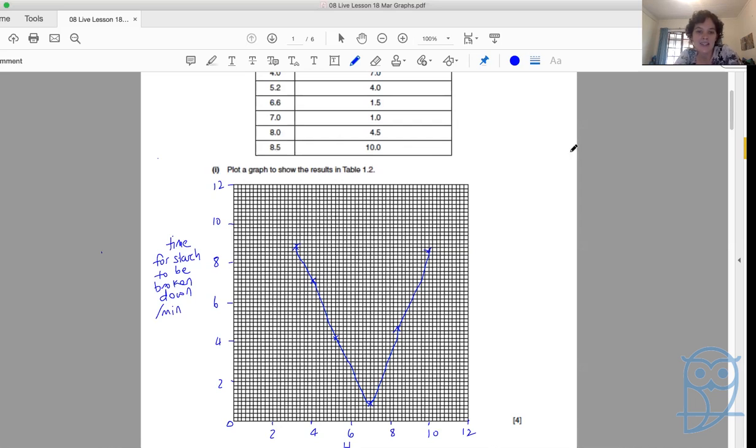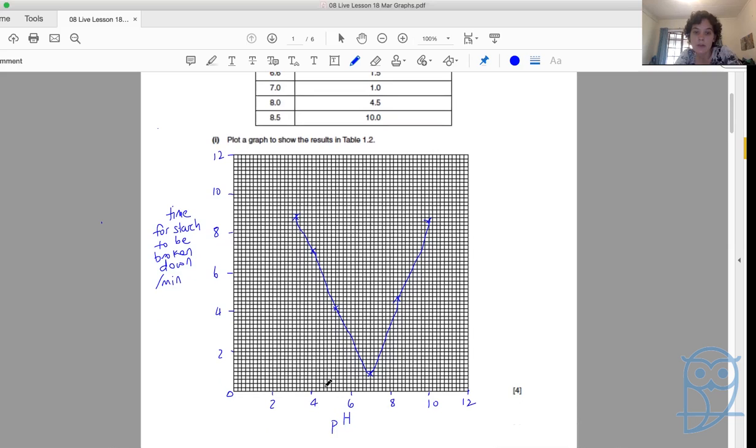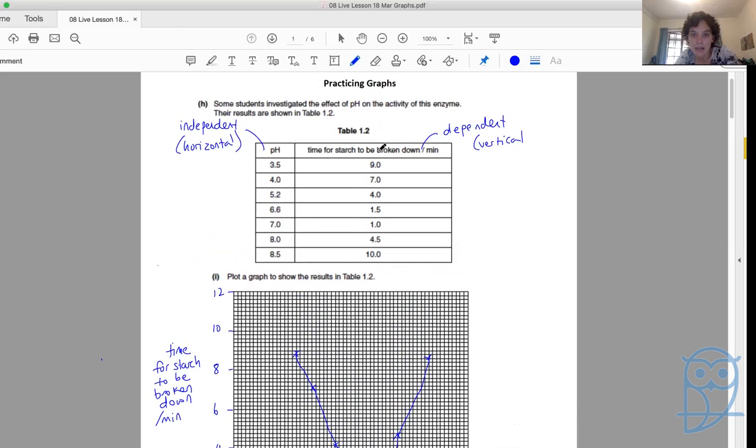Okay, and this is a nice little reminder of enzymes. When we get to the optimum pH, the time taken for the reaction is lower. It happens quicker. Okay, so there is your line graph in action. Okay, we've counted our tens. Our labels for our axes exactly match the labels.